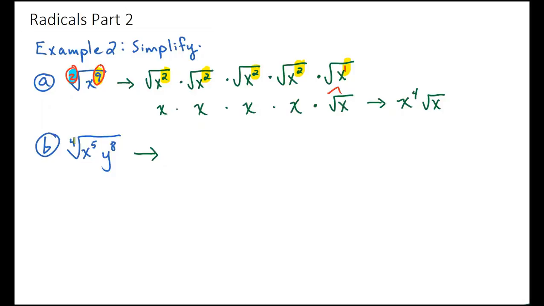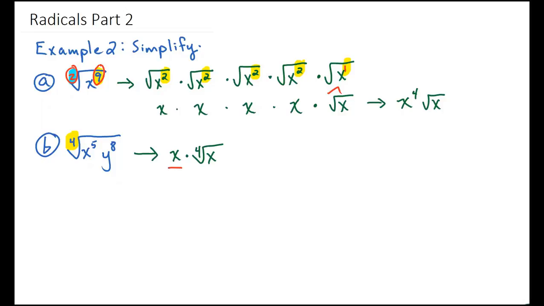And my index tells me I need to do groups of 4. With 5 x's, I can have one group of 4 with one left over. So then that one group of 4 gets fourth rooted into a single x outside the radical. And the one that was left over is left under the fourth root.